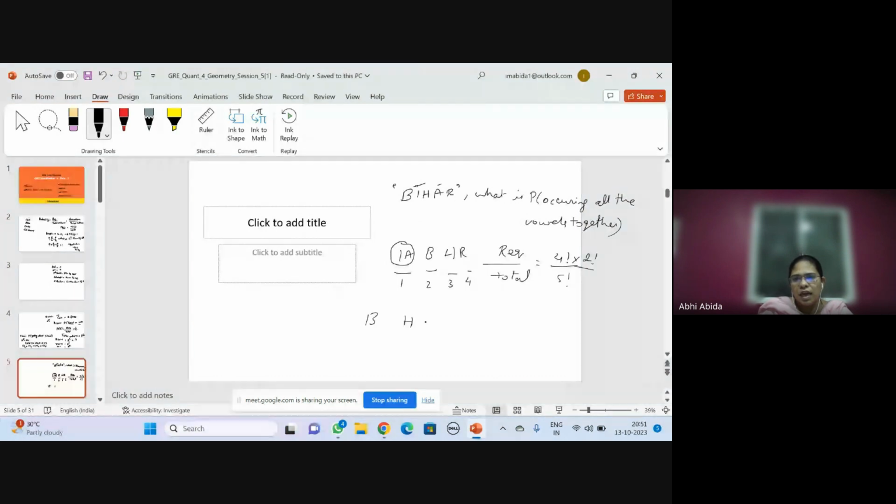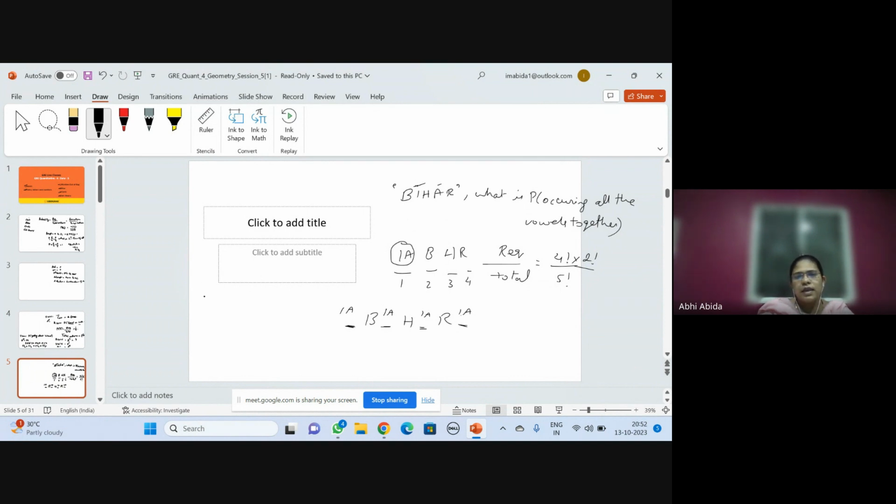So B, H, R are the letters. I have to place I and A to be together. How many spaces can I place them in? This is the first, this is the second, this is the third, and this is the fourth. So 4 spaces where I can write IA together. So 4 possibilities, so 4 factorial. How many letters do we have as vowels? 2 letters, so 2 factorial. So 4 factorial into 2 factorial divided by 5 factorial. Total outcome will always be the number of letters in a word factorial. This is the basic stuff regarding the letters.